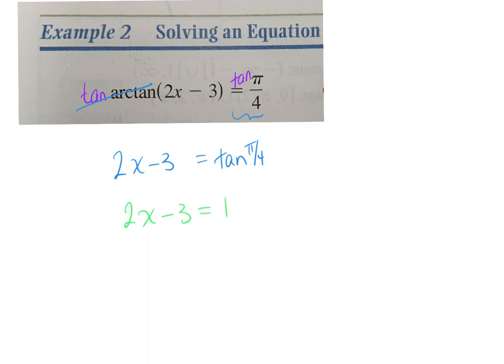And now I'm solving a like algebra 1 size equation. Add 3, divide by 2, x equals 2. And you can always plug it back in and check. If you plug that in, you get 2 times 2, 4, minus 3 is 1. The arctangent of 1 is pi/4. That's true.